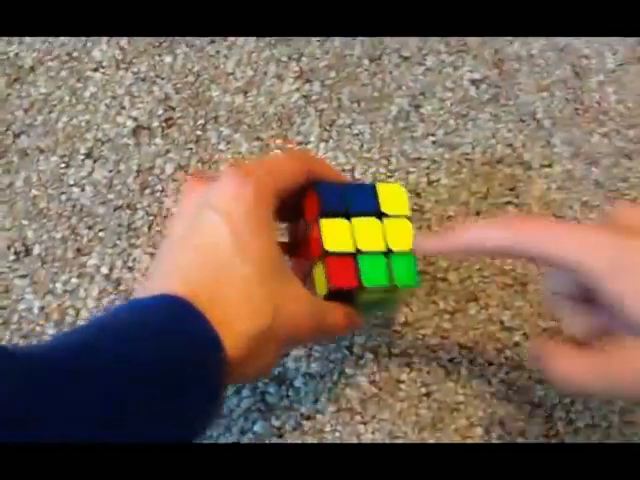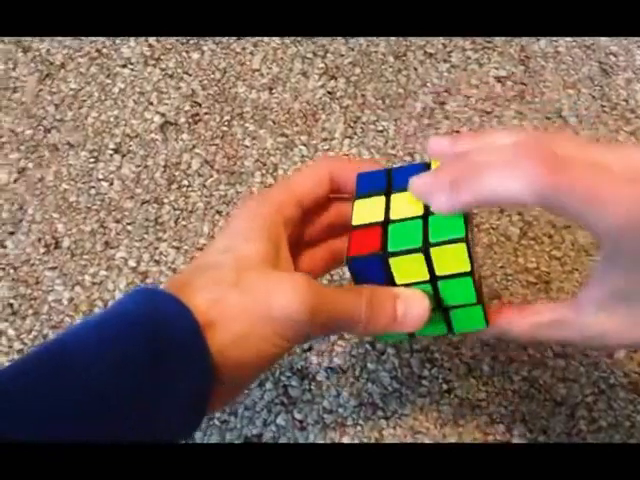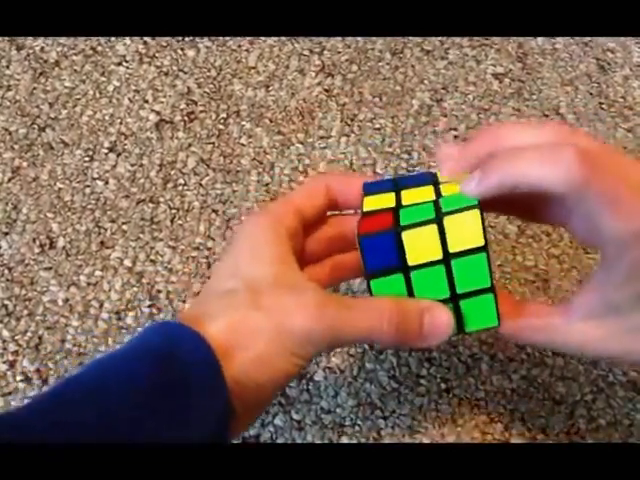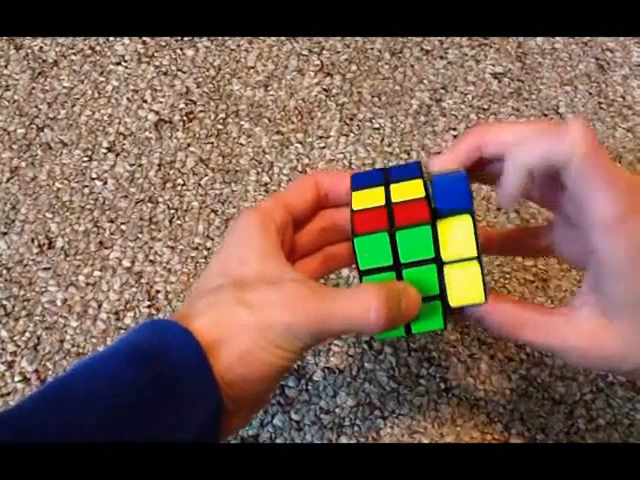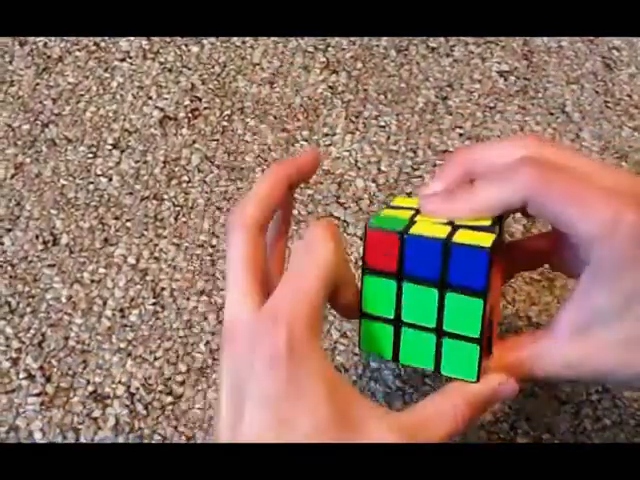This algorithm is the one with the straight line across the middle, and this one is really similar to the arrow. Instead of doing lowercase f, you're only going to do the front layer. F, R, U, R prime, U prime, F prime.